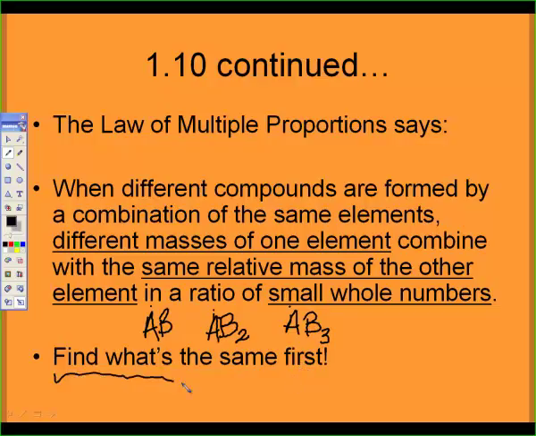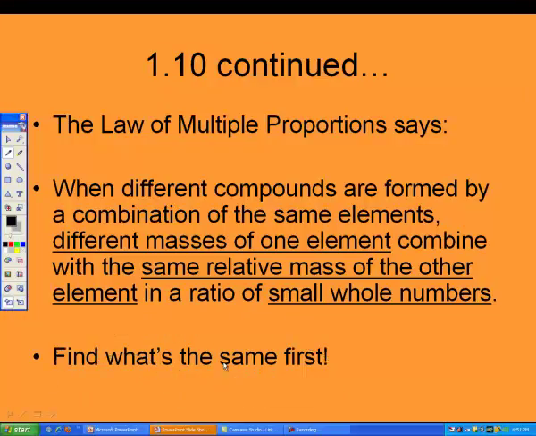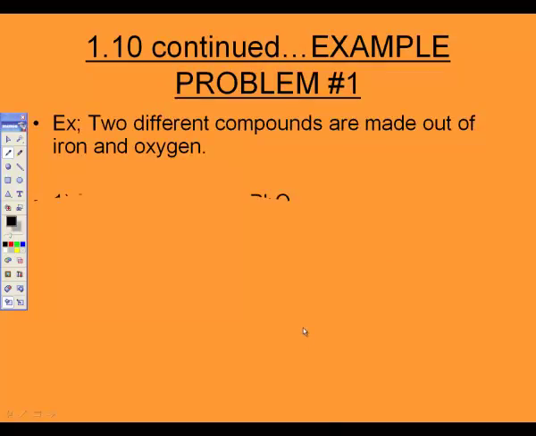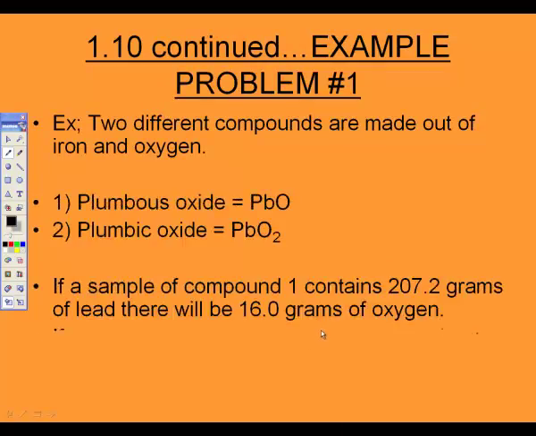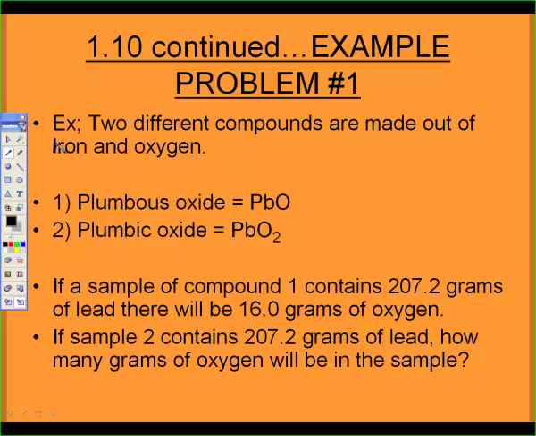Here's what's important. Find what's the same first. So like that A being the same throughout, figure that part out first. Here's an example problem. Looks like this on your slide. A lot of information to sift through here. First thing you should know is that there is a typo. I don't know who did this slide. Okay, it was me. It says the two different compounds are made out of, should say lead and oxygen, not iron, because if you look down here, I've got lead in the compound, not iron.